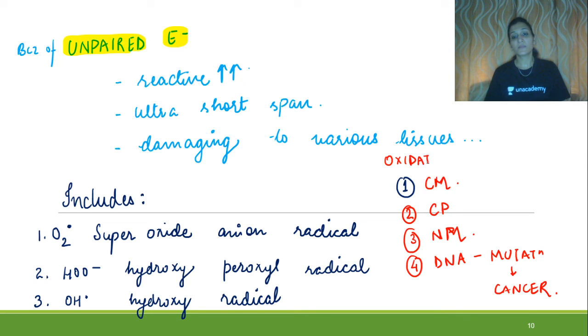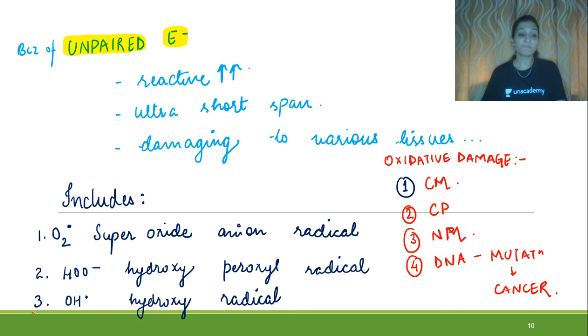So oxidative damage will lead to all these things: damage to the cell membrane, damage to the cytoplasmic proteins, damage to the nuclear membrane, and damage to the DNA, which will further lead to cancers. So the unpaired electrons are highly reactive, they have an ultra short lifespan, and they are damaging to various tissues.